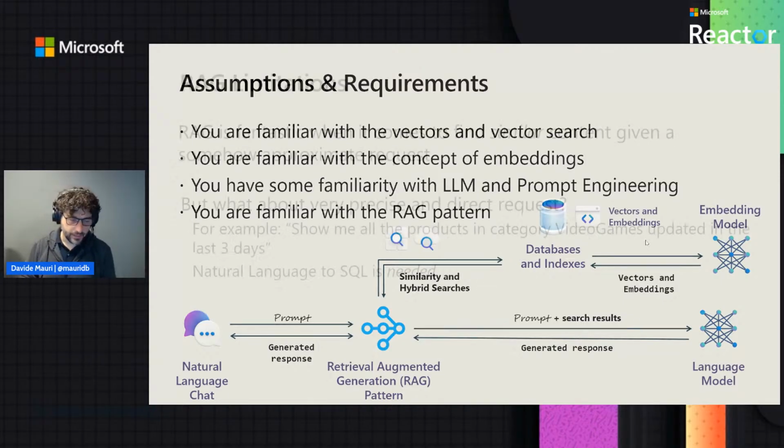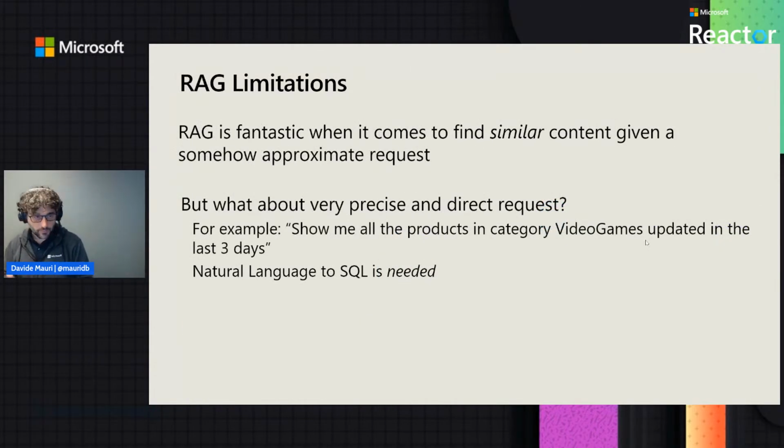Now, with that in mind, let's see what the problems with this RAG pattern are. RAG is fantastic when it comes to finding similar content given some approximate request, like, I like Semantic Kernel and I want to build a solution with C#. What kind of help can you give me to do that? And maybe you also want to use some code or information that you have indexed in your database. That is where RAG is really, really great.